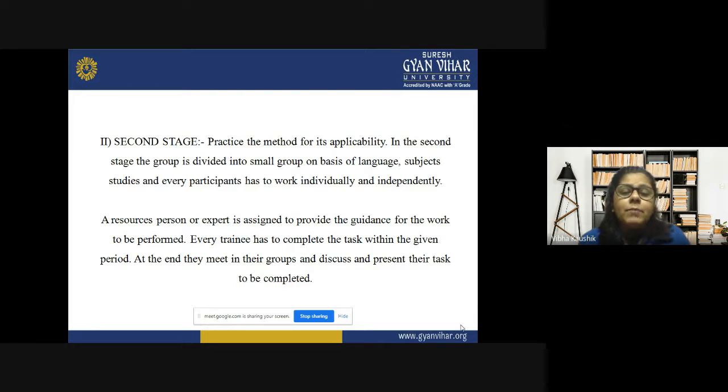At the end, they meet in their group. After they have completed their task, they again meet in the group and discuss, and they present their completed task in that way.